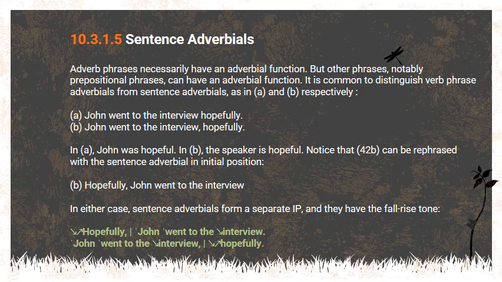Sentence adverbials. Adverb phrases necessarily have an adverbial function, but other phrases, notably prepositional phrases, can have an adverbial function. It is common to distinguish verb phrase adverbials from sentence adverbials, as in example A and example B respectively. For example A, John went to the interview hopefully. Example B, John went to the interview hopefully. In example A, John was hopeful. In example B, the speaker is hopeful.